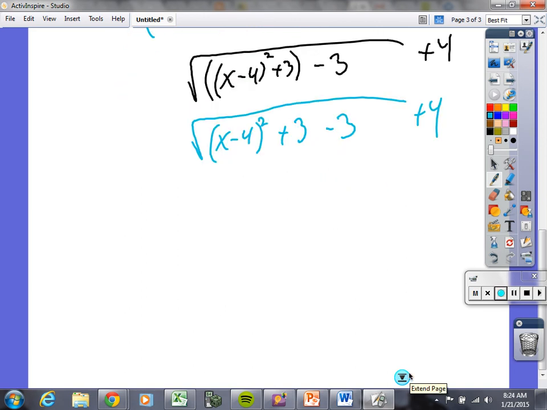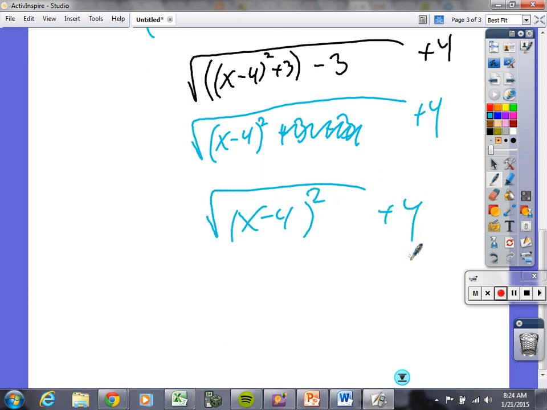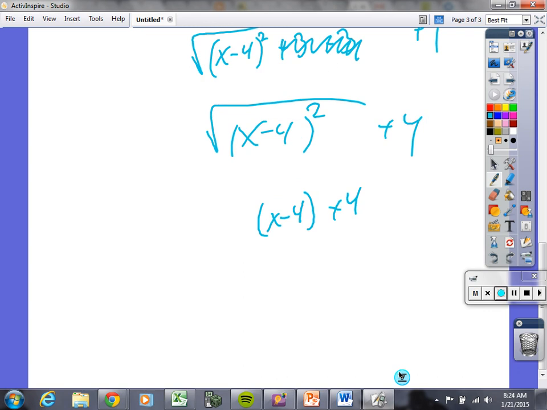Anybody see what happened there? They will reduce out to be 0, right? So now I'm at the square root of x minus 4 squared plus 4. Can you see that? Now what happens? A square root gets rid of a square, doesn't it? So now I'm at x minus 4 plus 4. Do I need those parentheses? So basically that's just x minus 4 plus 4, which is just, see how it comes out to be x? That proves that those guys are inverses when you do the composition.